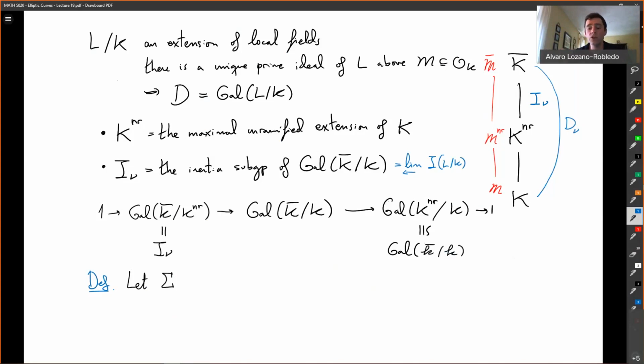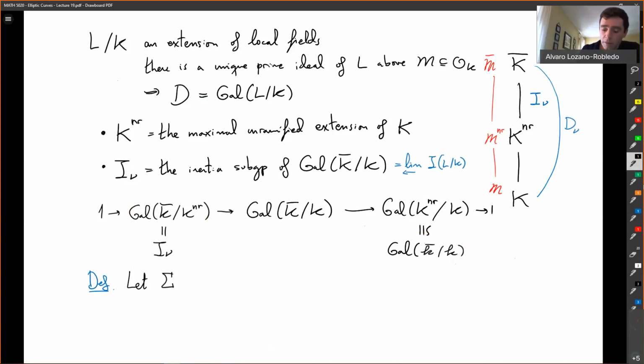So that's why they are in the kernel here: when I take an element that is in inertia and map it here, to see what's happening at the level of the residue field, it's not doing anything, because it's the identity modulo the maximal ideal. Yeah. Okay, that makes sense. Okay. Thank you.